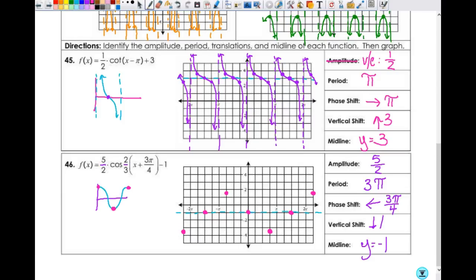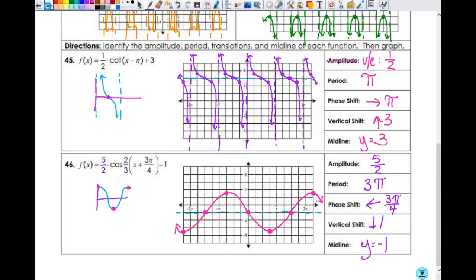Okay, and then I just sketch it in, trying to make things curvy. And when you get to the end, you don't make it go up. It's going to continue back down. This doesn't have end behavior like polynomials did. Okay, and there's your graph.